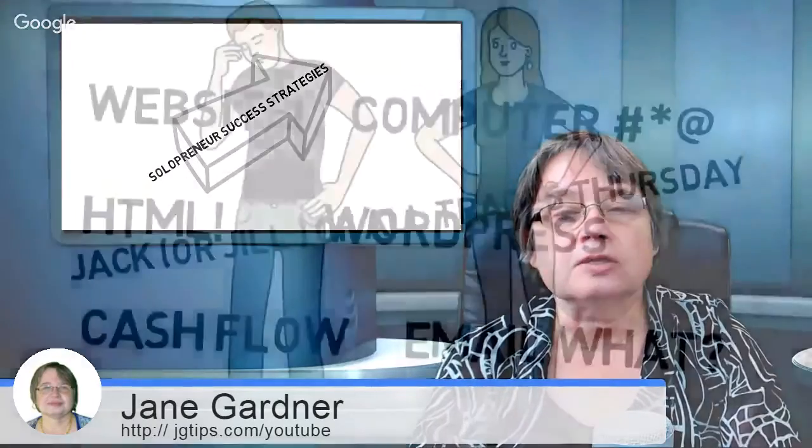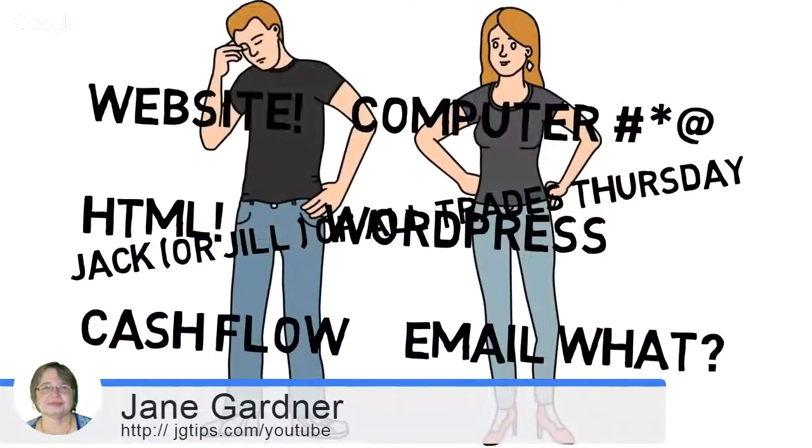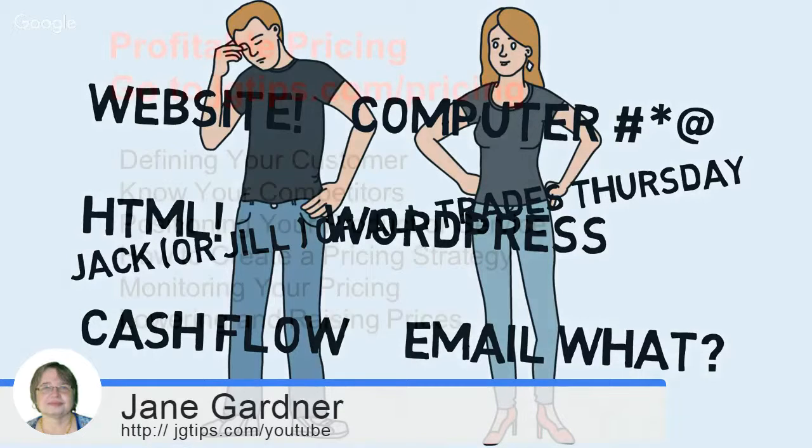Success Strategies, where we learn about the skills and knowledge you need as a solopreneur. Today is Jill or Jack of all trades Thursday, where we look at some of the skills and knowledge that you need as an entrepreneur, obviously. We've already looked at HTML, and right now we're looking at WordPress. We've had a look at cash flow, and we haven't looked at the others yet, but we have looked at pricing.